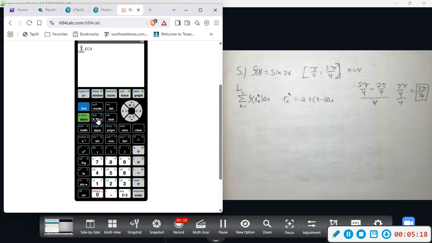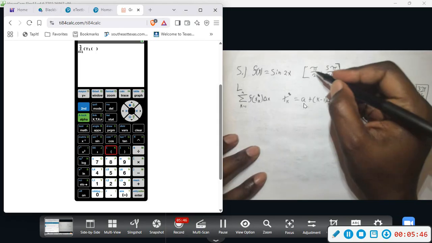And then we're going to use the variable x from 1 up to 4, N equals 4. And then we're going to do our Y vars. We're going to get Y vars, arrow over, and then function, and then Y1 because my equation is in Y1, and then open parentheses, and we're going to tell it what to plug in for x. So that's going to be this case right here.